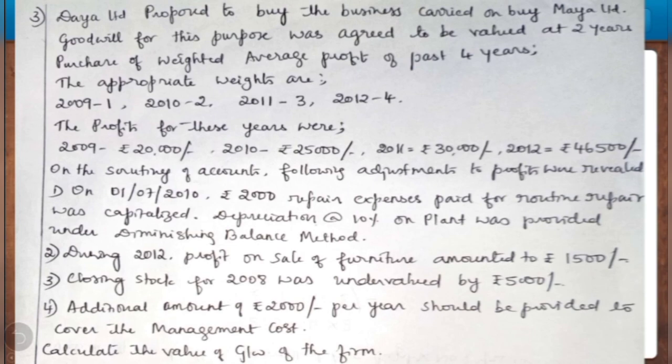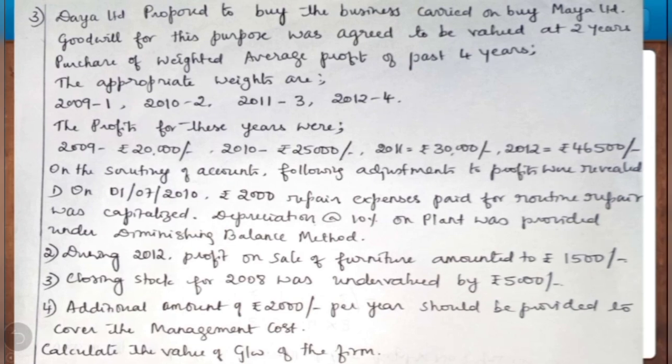Third one, closing stock of 2008 was undervalued by 5000. Additional amount of 2000 per year should be provided to cover the management cost. Calculate the value of goodwill of the firm. So now let us analyze the question.